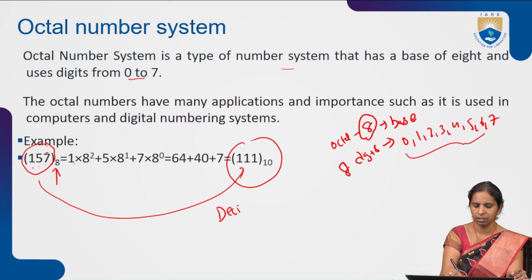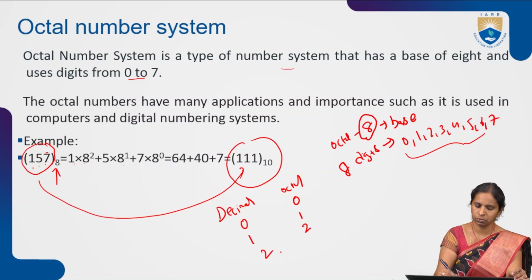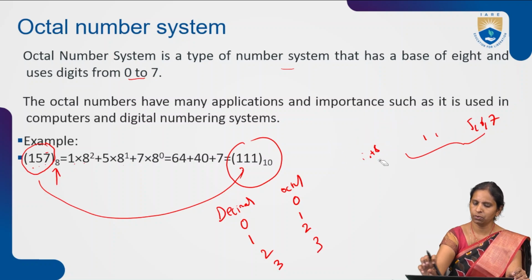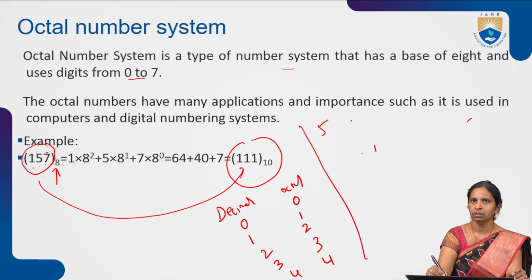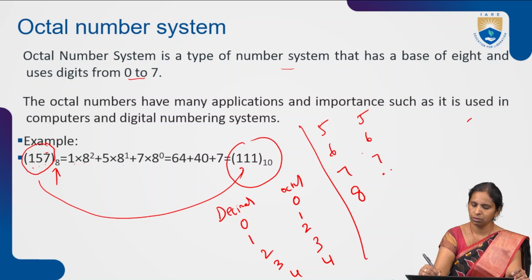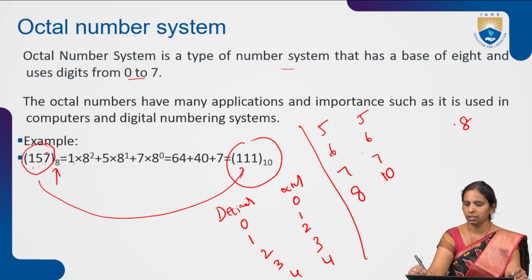Now, what are the numbers in the octal number system? If you take the decimal number system and the octal number system, for 0 octal is also 0, 1 is 1, 2 is 2, 3 is 3, 4 is 4, 5 is 5, 6 is 6, 7 is 7. The number 8 in decimal is equivalent to 1, 0 in octal, because 8 divided by 8.